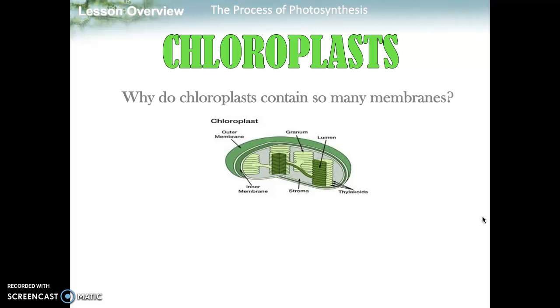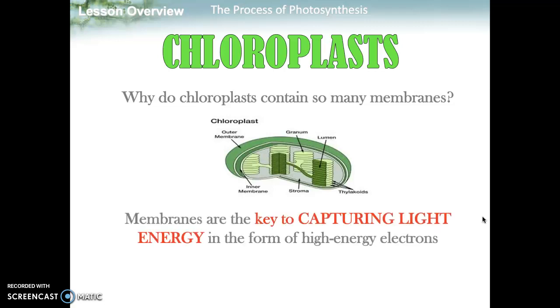Okay, so why are there so many membranes? Why are there so many thylakoids inside each chloroplast? The key is what the job of the chloroplast is, and that is to capture sunlight. And the more thylakoids you have, the more sunlight you can capture. That is why there are so many thylakoids.